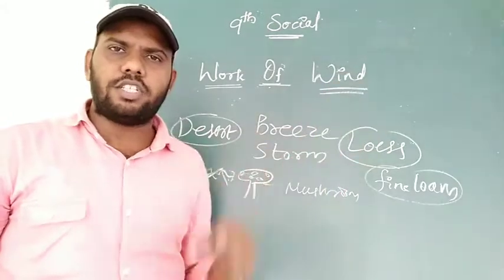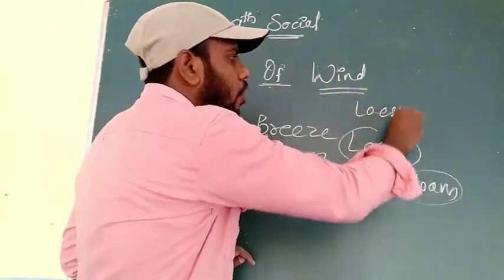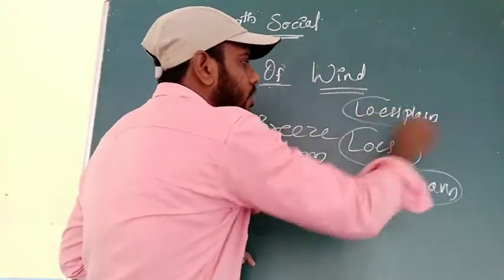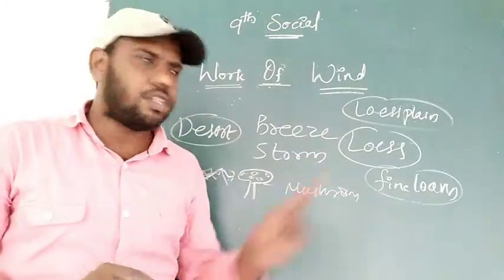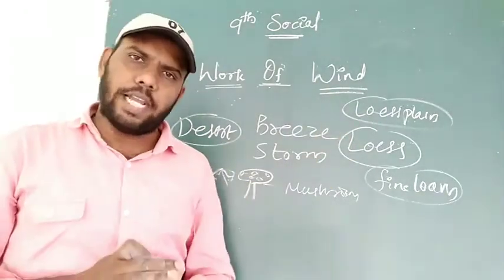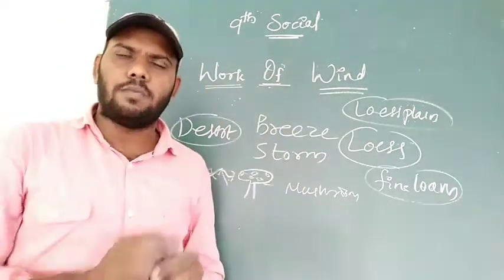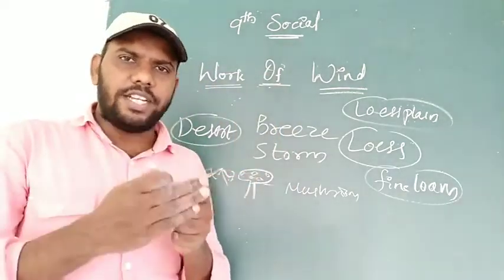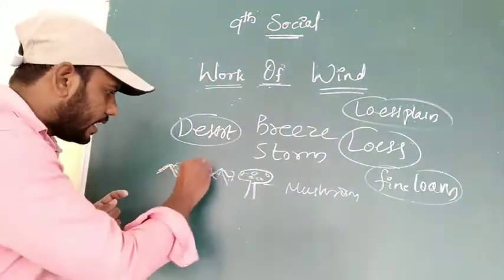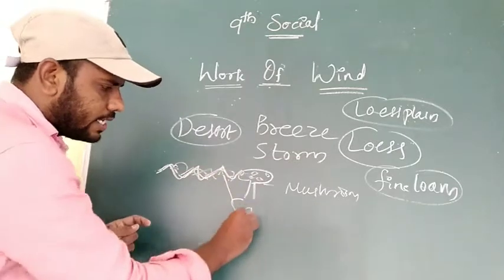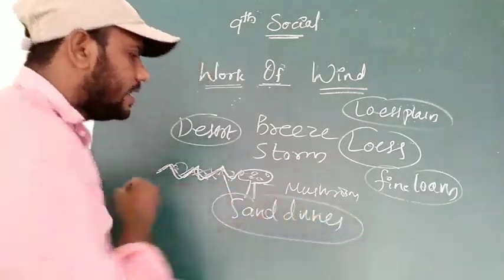And its deposition forms a plain we call loess plain. Remember, loess plain. The deposition of the loess soil is called loess plain. Got it, children? So this is the work of the wind. Also the wind deposits the soil in different areas, as we said here, and this we call sand dunes.